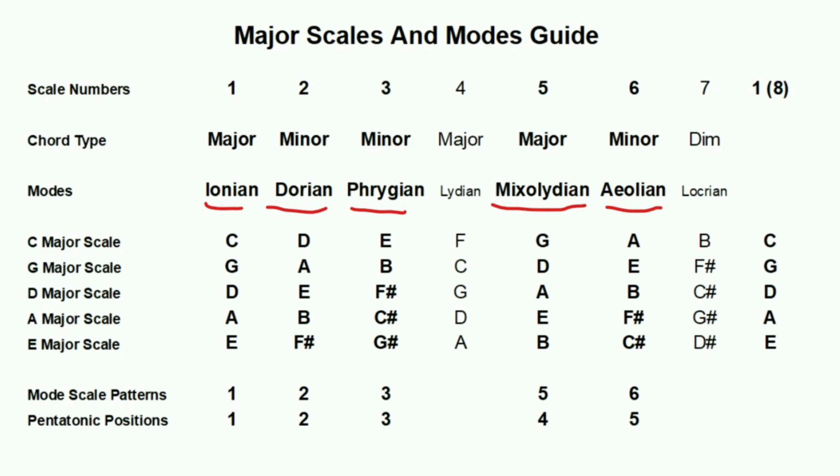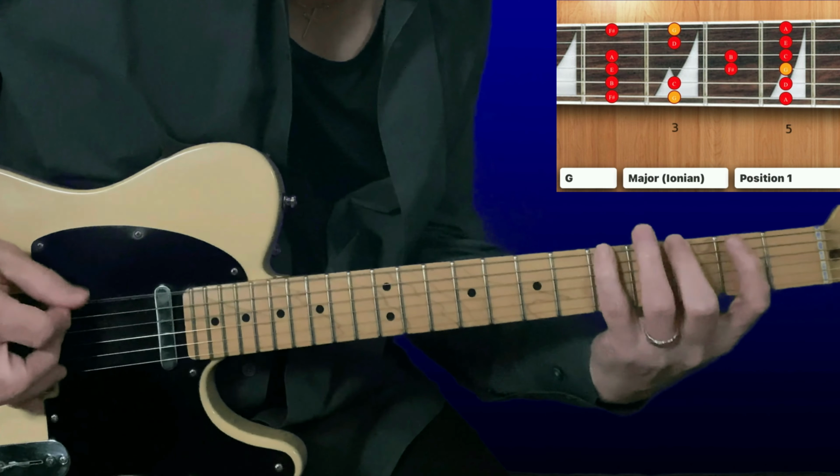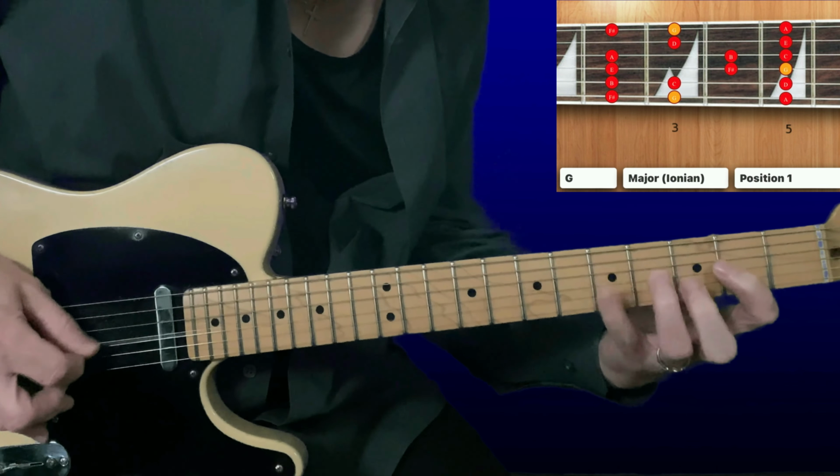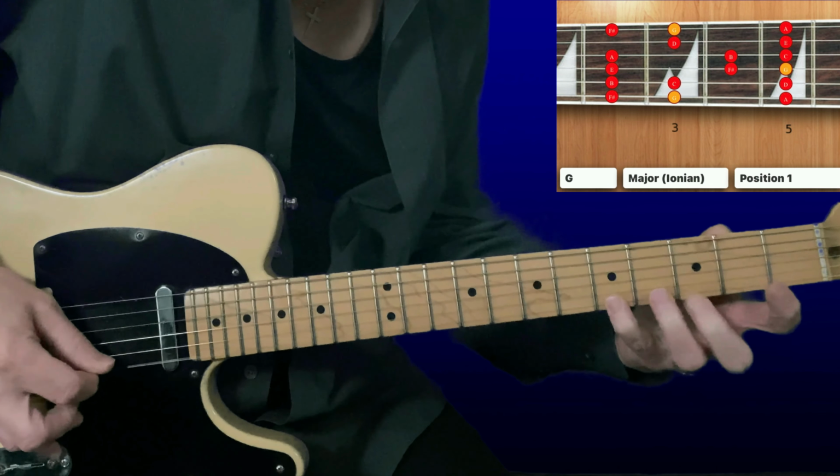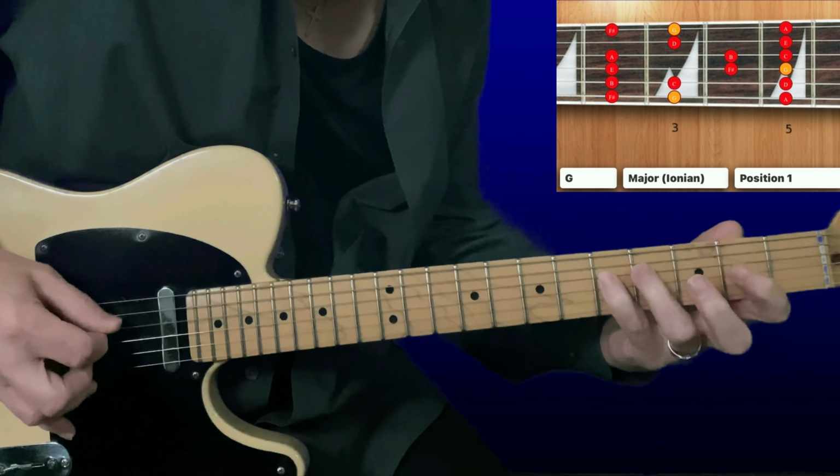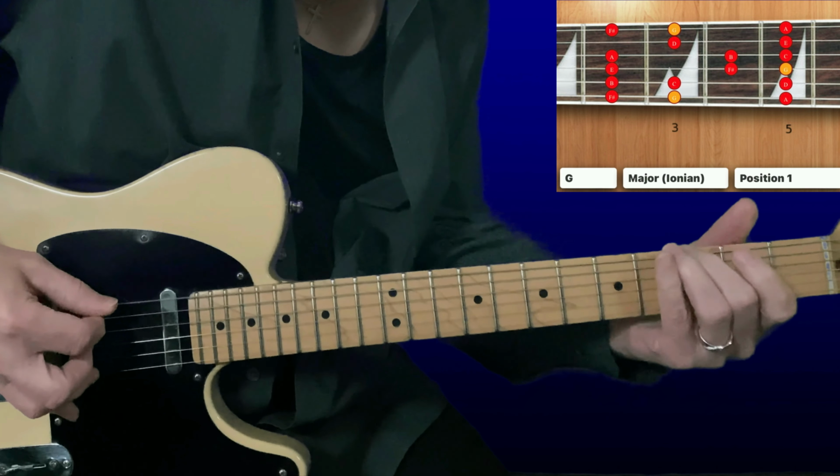So 1 is your G Ionian mode. This will be your major scale. Looks and sounds like this. 2 is your A Dorian mode. Looks and sounds like this.